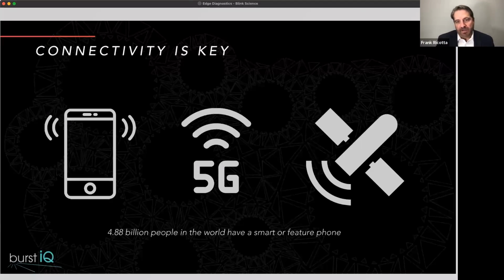Now, to enable all this, it first starts with connectivity. When we look at connectivity, there are close to 5 billion people in the world that have a smartphone, really feature-enabled devices. In many parts of the world, their internet access is the social tech and social media platforms. And we really, in some respects, have to change that. So health inclusion really starts with digital inclusion and connectivity inclusion.